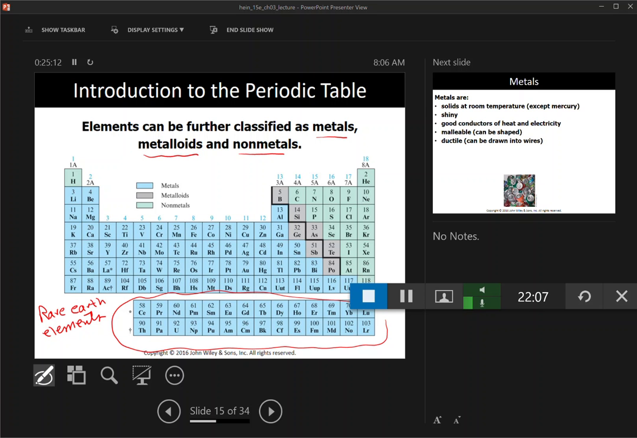So we have main group metals, group 1A and 2A, except for hydrogen, those are main group metals. Also group 3A, aluminum, gallium, except for boron, those are main group metals. In the middle, you have transition metals, those are metals too. We also have the rare earth elements, and then non-metals and metalloids. Now we're going to look at the general properties of metals, non-metals, and metalloids.